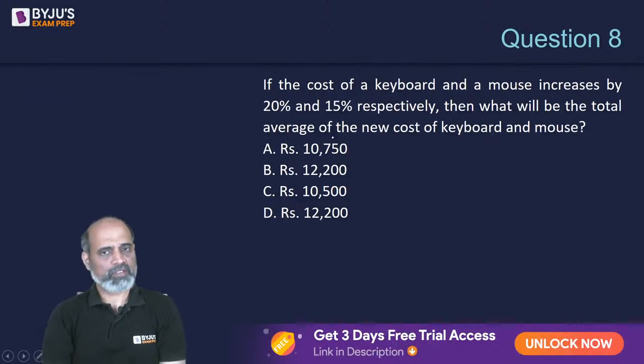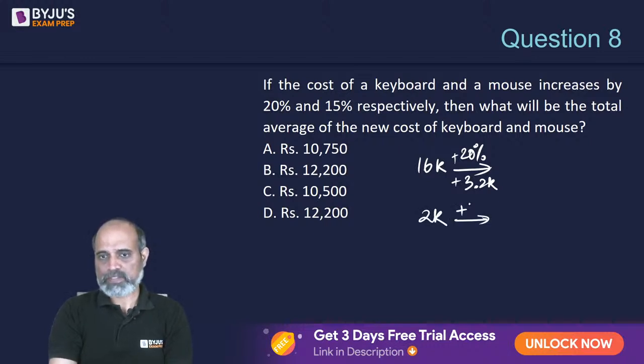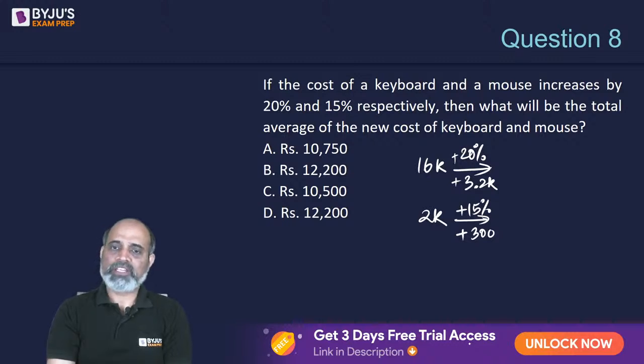Average was 9. Next, if the cost of a keyboard and a mouse increases by 20% and 15% respectively, so keyboard costs 16,000. If it increases by 20%, that will be an increase of 20% of 16,000, which is 3,200. A mouse costs 2,000. If it increases by 15%, 10% is going to be 200, 15% is going to be 300. So there will be an increase of 300. Then what will be the new cost of keyboard and mouse's average?